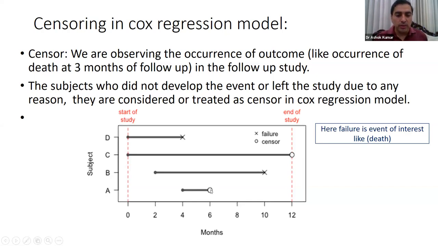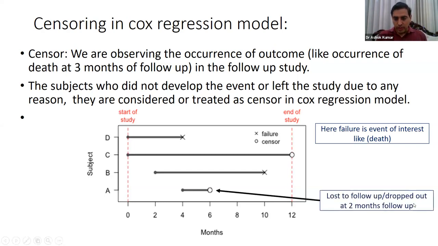So the duration of follow-up is 4 to 6 months. It means 2 months for A, because he or she is enrolled here, followed to 4 months, and then there is a loss to follow-up at 6 months. So 2 months of loss to follow-up, it is censored. In Cox regression, censoring is very important. We have to code censored as 0 and non-censored as 1. So this is loss to follow-up and dropout at 2 months follow-up, you can see here.